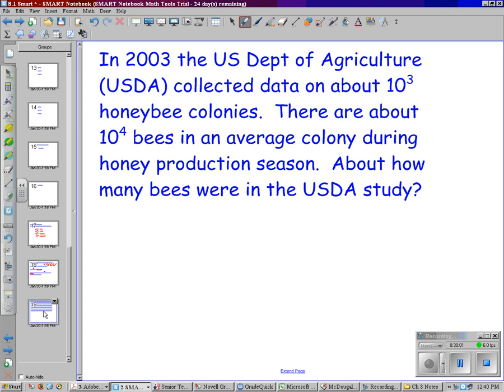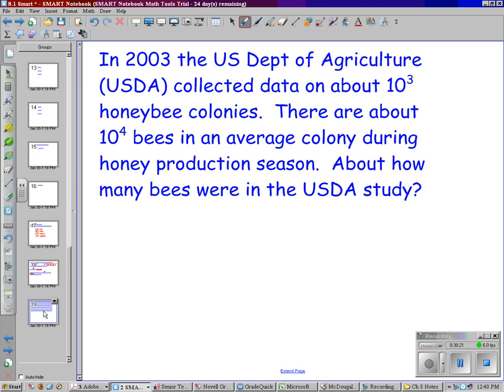So here we have a problem. In the United States, in 2003, the U.S. Department of Agriculture collected data on about 10 to the third honeybee colonies. And there are about 10 to the fourth bees in an average colony during honey production season. How many bees were in the study?